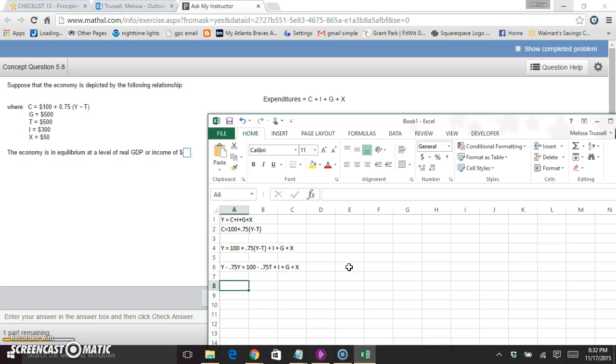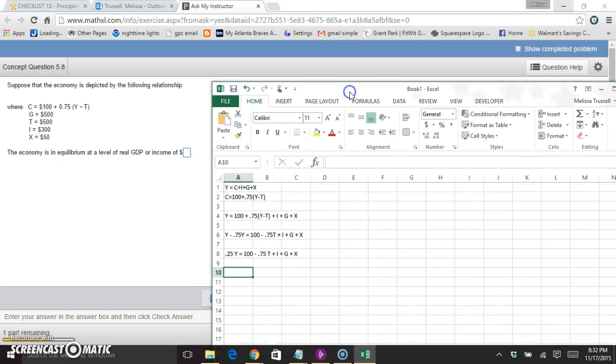So I can clean it up a little bit more. I know that Y minus 0.75 Y is just 0.25 Y, right? So I've got 0.25 times Y equals 100 minus 0.75 times T plus I plus G plus X. Okay, now that I've got a good little equation here, I just plug in the numbers I'm told. So I don't know what Y is. That's what I'm trying to solve for, right? My equilibrium GDP is what I'm trying to solve for. So I've still got a 0.25 Y on this side.